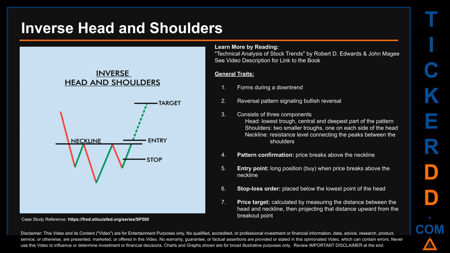A well-regarded book on technical analysis that covers the inverse head and shoulders, among other chart patterns, is Technical Analysis of Stock Trends, by Robert D. Edwards and John McGee. This book is considered a classic in the field of technical analysis and provides a comprehensive introduction to chart patterns, indicators, and trading strategies. Reading this book can help you gain a better understanding of the inverse head and shoulders and how to incorporate it into your trading strategy.